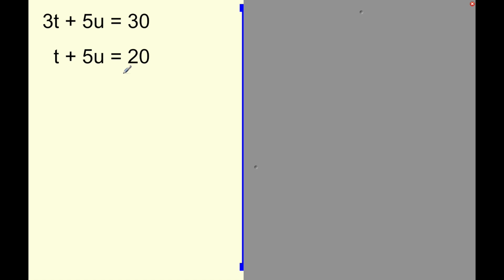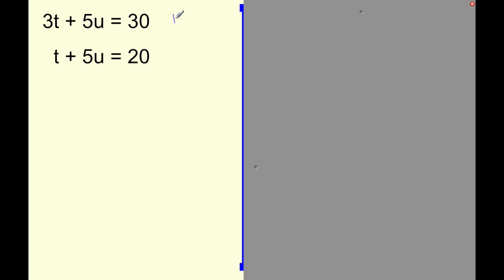So, looking at this first one, because we're looking at the elimination method, we want to know which of the letters we can eliminate. Now, we can see here that the number of u's are the same in both of these, so it makes sense to eliminate the u's in our first step.